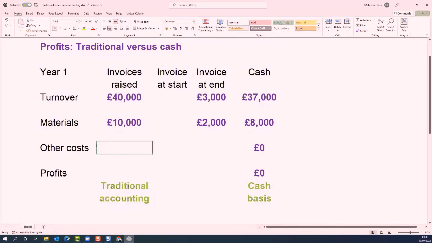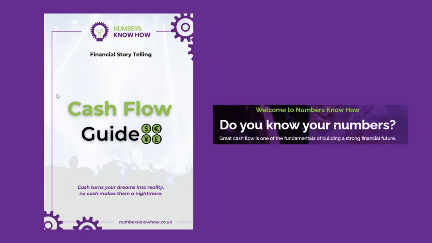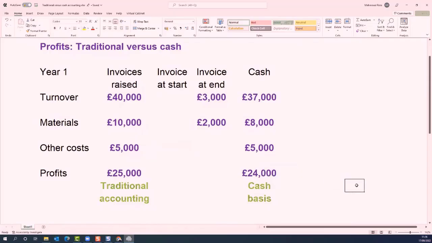Now, there are other costs that we mentioned earlier, and let's assume that comes to the tune of £5,000. In this example, we're assuming there's no outstanding bills for any of the travel costs. Accountants' fees have been paid as we've gone through. So under traditional, the value of the profit that will go into their tax return is 25, and under a cash basis, it's 24,000.